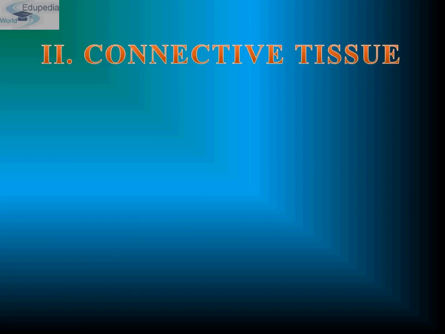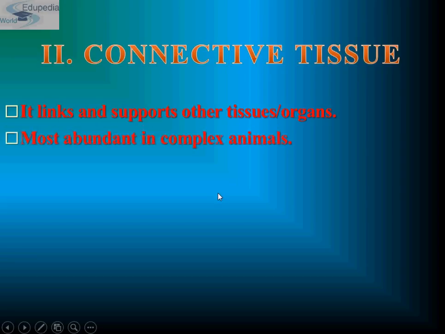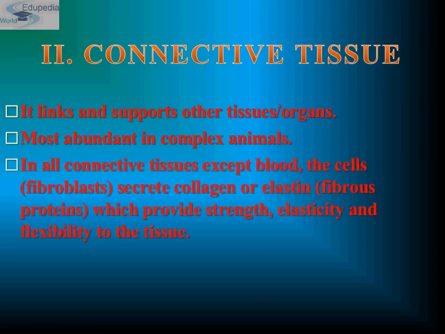My topic for the presentation is the second section of the structural organization in animals, that is connective tissue. Connective tissues are most abundant and widely distributed in the body of complex animals. They are named connective tissue because of their special function of linking and supporting other tissues and organs of the body. They range from soft connective tissue to specialized connective tissue, which include cartilage, bone, adipose and blood.